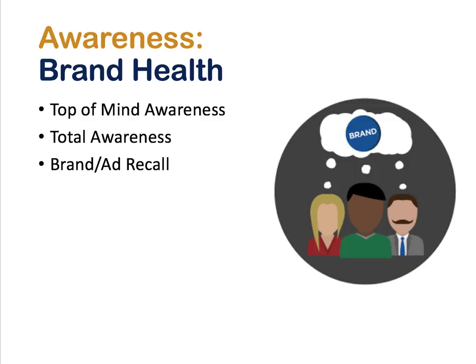Total awareness would be every brand that they wrote on that list. There's also opportunities under total awareness where it could be a closed-ended question where we give a list of all the brands in our competitive space and have them check all the brands that they may have heard of before. But top of mind awareness specifically is what brand did they think of first.